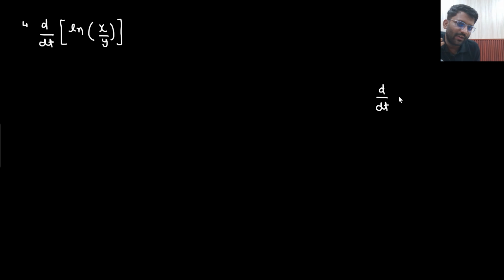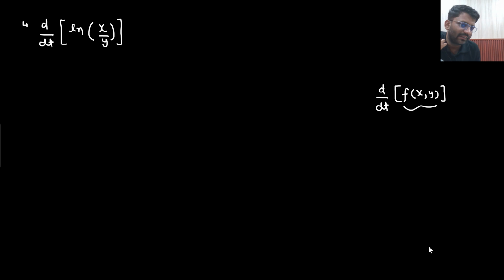Can you think of the answer of d by dt? You need to differentiate with respect to t. Which function do you need to differentiate? You need to differentiate ln x by y. This is what you are supposed to differentiate. Can you differentiate it or not? What is the differentiation of d by dt of f of x comma y?